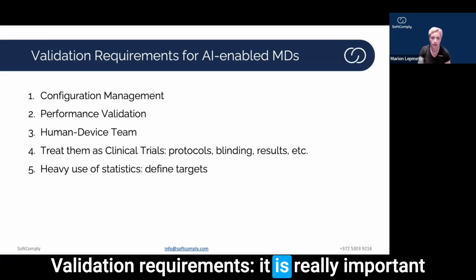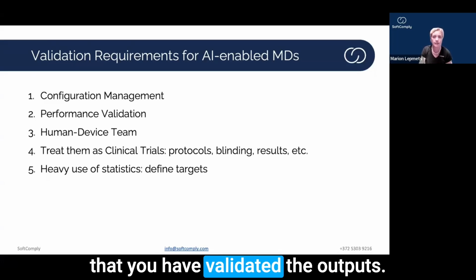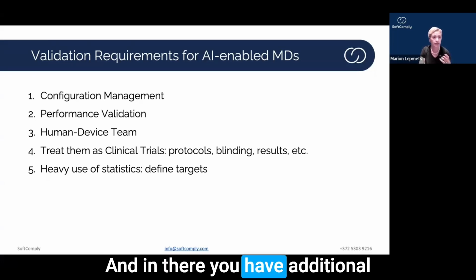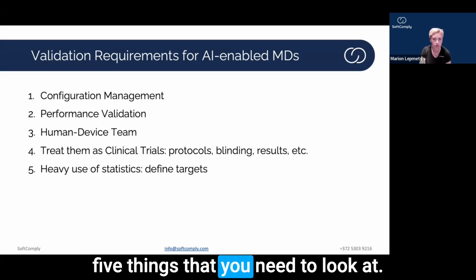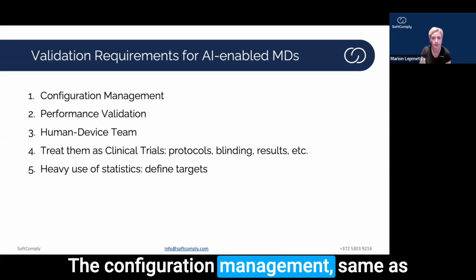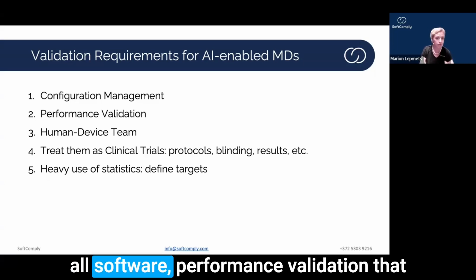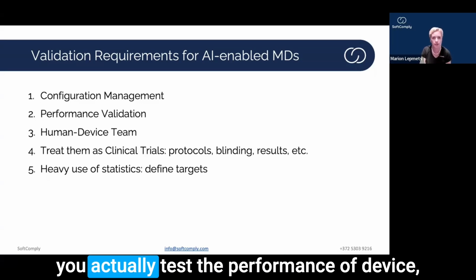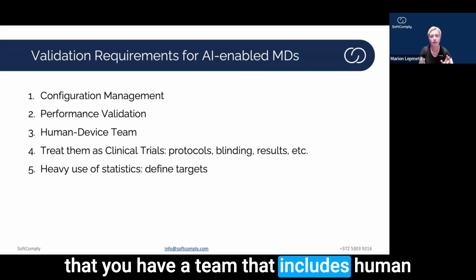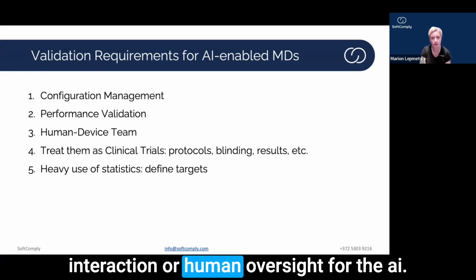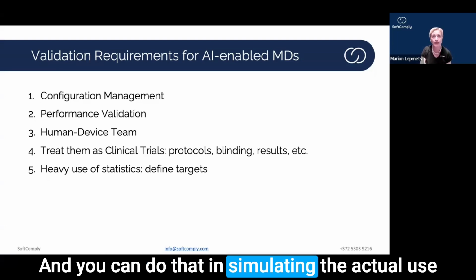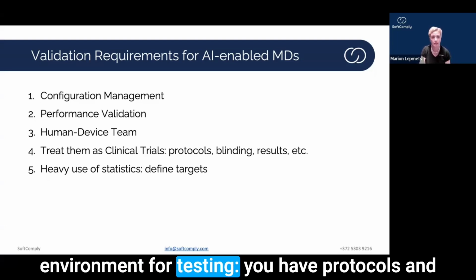Validation requirements is really important that you have validated the outputs, and in there you have additional 5 things that you need to look at. The configuration management, same as all software, performance validation, that you actually test the performance of the device, that you have a team that includes human interaction, human oversight for the AI. And you can do that in simulating the actual use environment for testing.